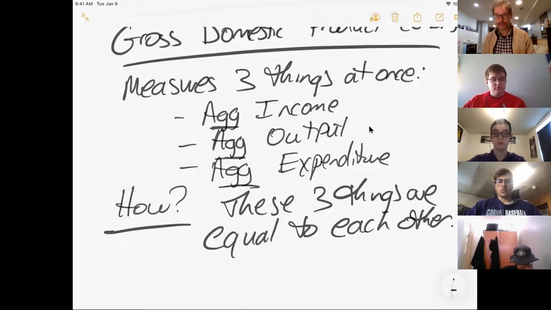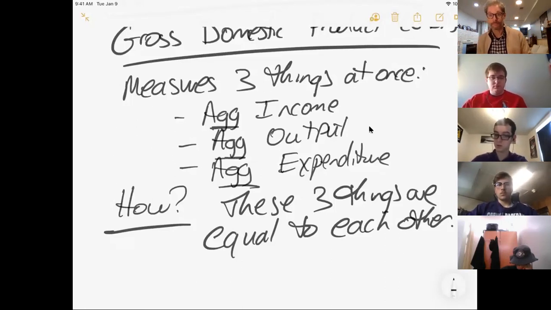In the aggregate, all spending has to come from somebody's income. And where does everyone's income come from? Somebody's output, right? So in other words, it has to be the case by definition that total income is equal to total output is equal to total expenditure. These have to be equal.